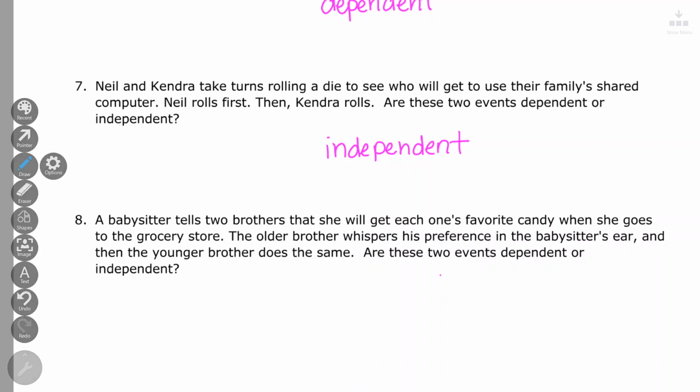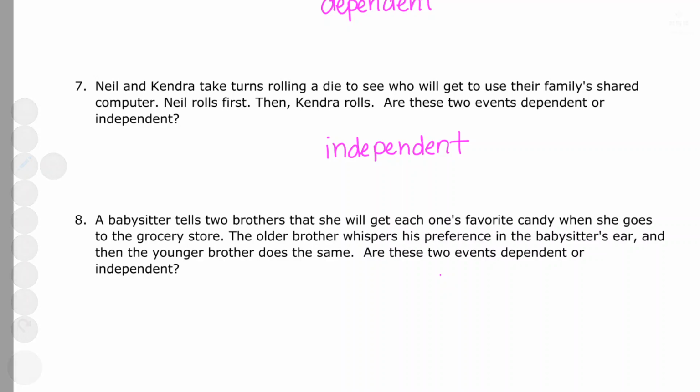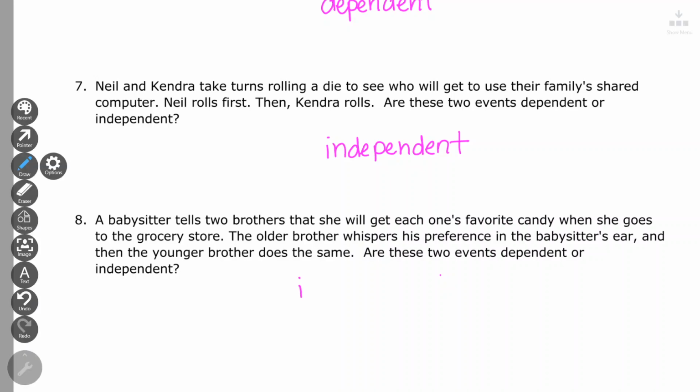A babysitter tells two brothers that she will get each one's favorite candy when she goes to the grocery store. The older brother whispers his preference in the babysitter's ear, and then the younger brother does the same. Are these two events dependent or independent? Now, think about the grocery store. When you go to the grocery store, they have lots of different types of candies, and they have more than one different type of candy. So, could the two brothers pick the same type of candy? Well, sure. So, these two are independent.